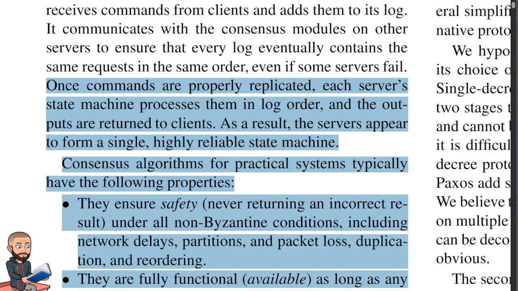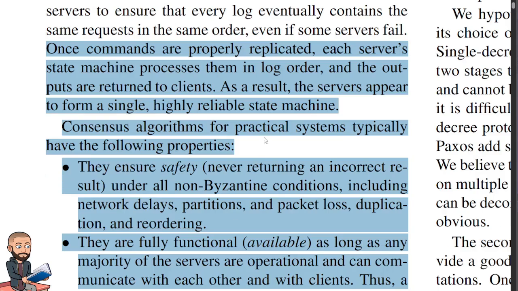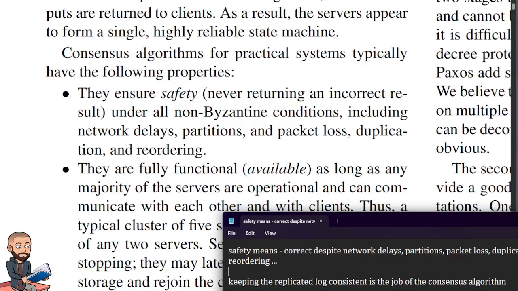Consensus algorithms for practical systems typically have the following properties. They ensure safety, never returning an incorrect result under all non-Byzantine conditions, including network delays, partitions, and packet loss, duplication, and reordering. So we could talk about Byzantine fault tolerance later. For now, though, I took a safety note, basically what that means.